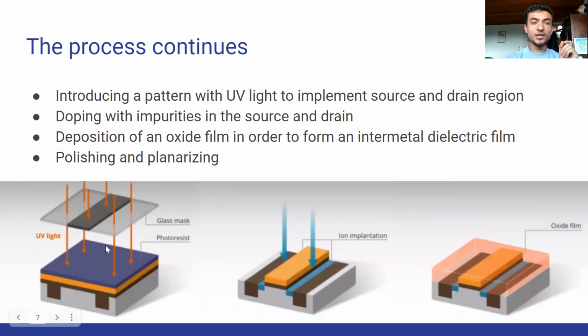So, we need to introduce a pattern with UV light to implement a source and a drain region. After that, we have to start doping with impurities in the source and drain, as you can see in this image. We need to deposit another oxide film in order to form an intermetal dielectric film. We then have to again polish it and planarize it.